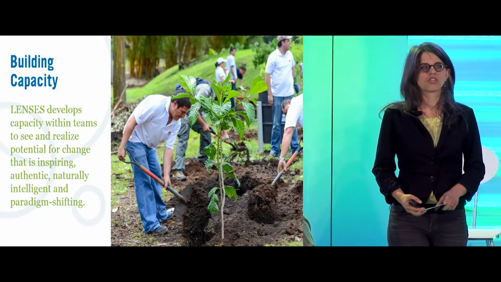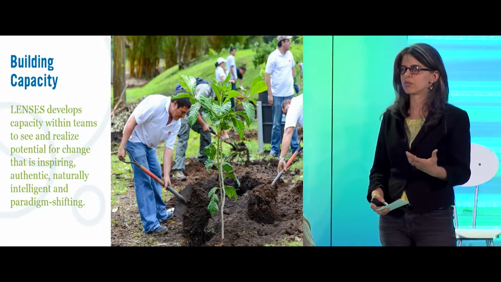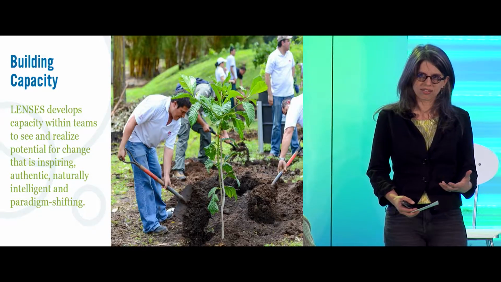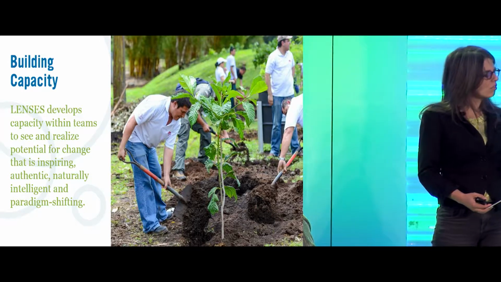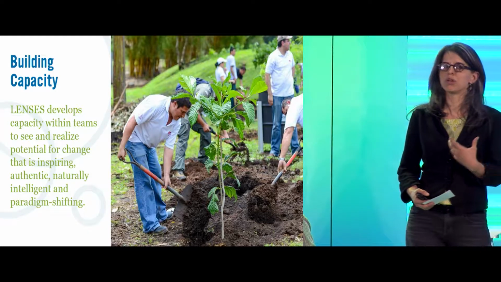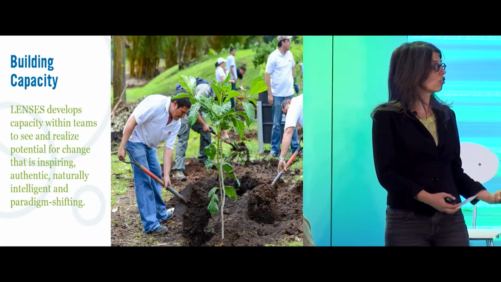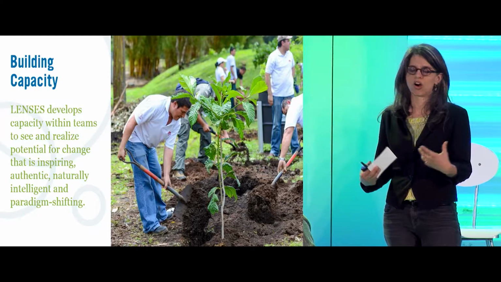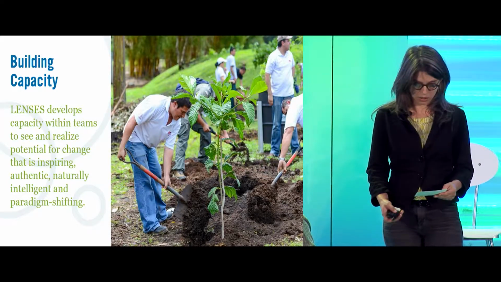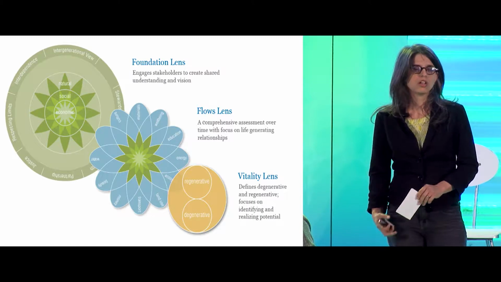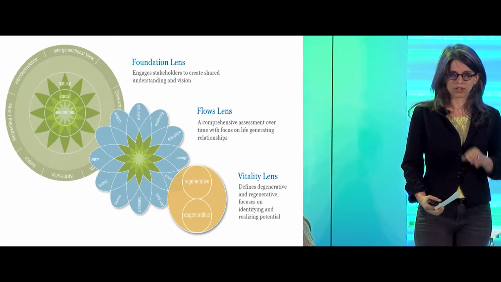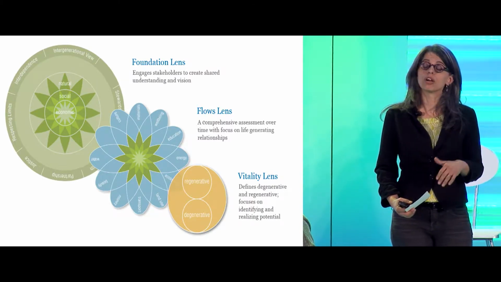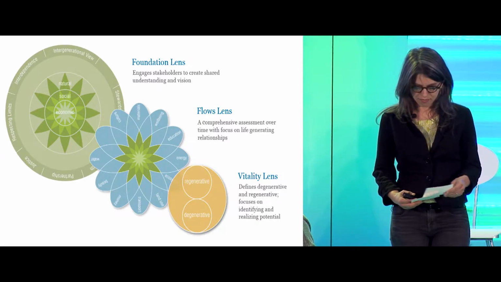This is about starting to see what is the emergent potential in a place. What is the community need? What is the community asking for on an ecological perspective, on a human perspective, and on an economic perspective? So lenses is made up of 3 components, or 3 lenses. I'm going to start at the bottom with the vitality lens.